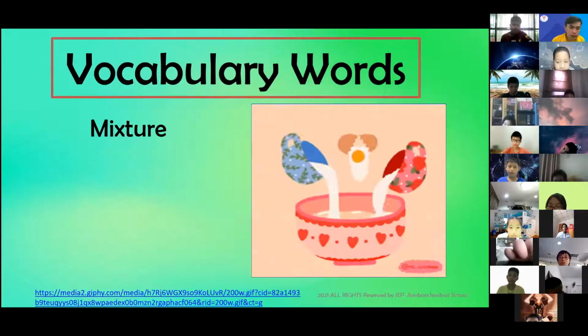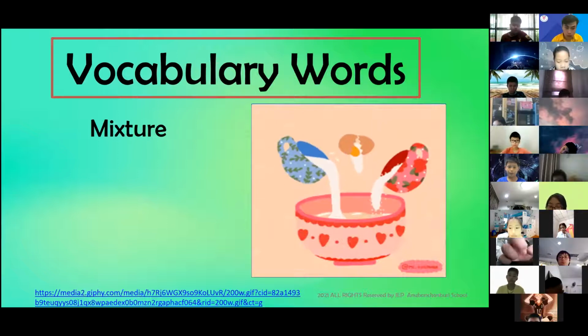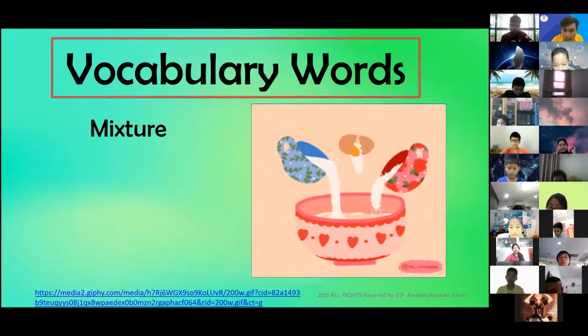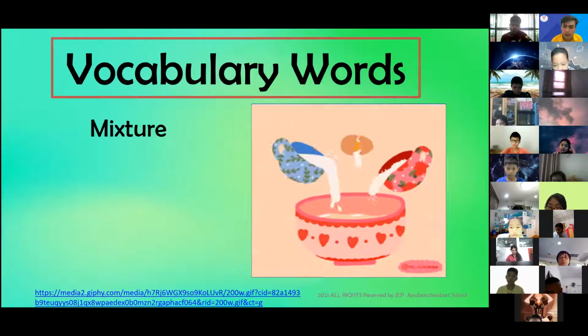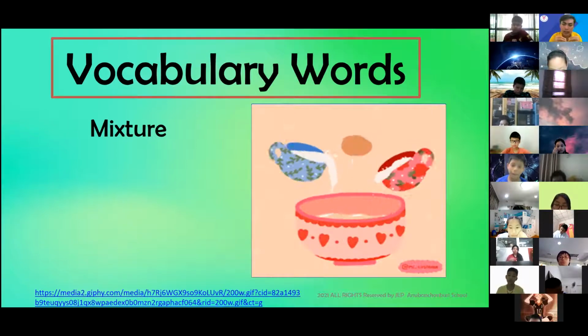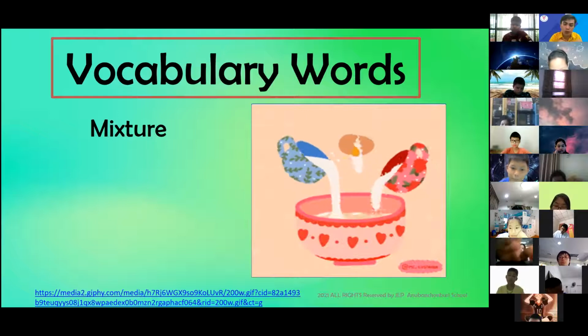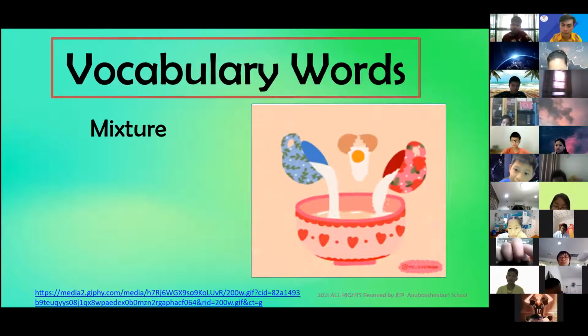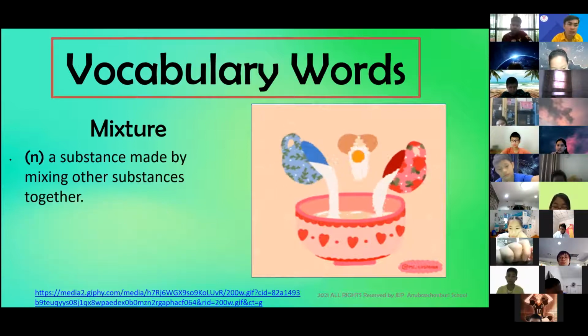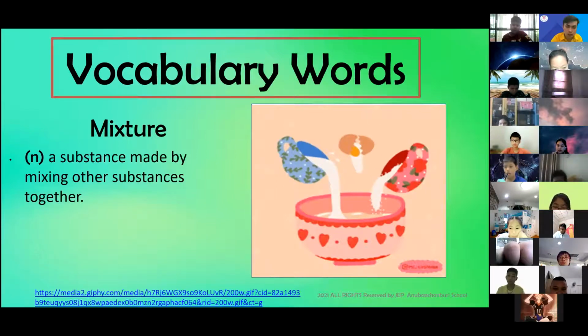The first word is mixture. As you can see in the picture, there is a water, there's an egg, and there is flour. Okay, so if you're going to combine this egg, water, and flour, then it will become a mixture. All right, so a mixture is a substance made by mixing other substances together.